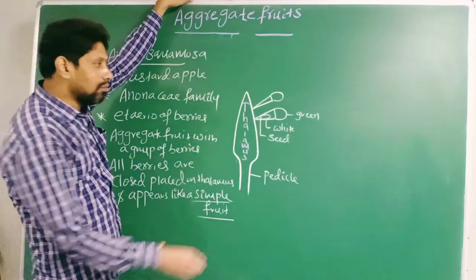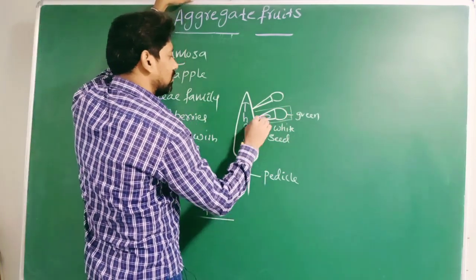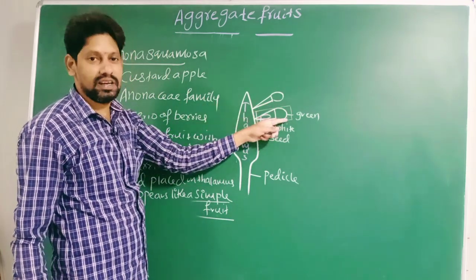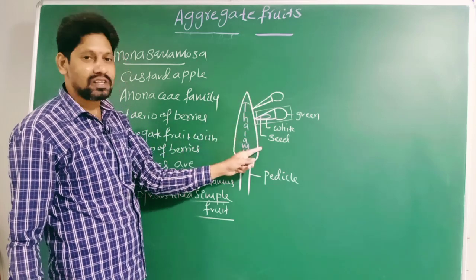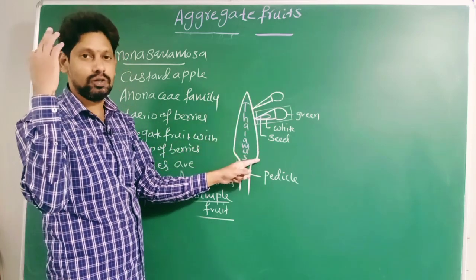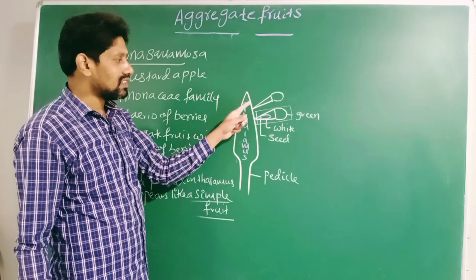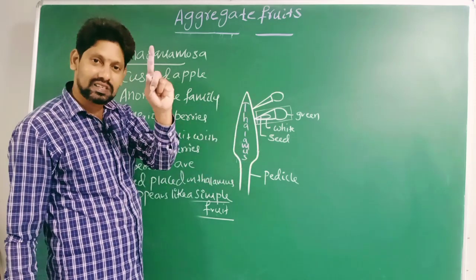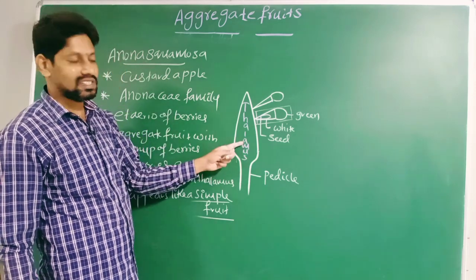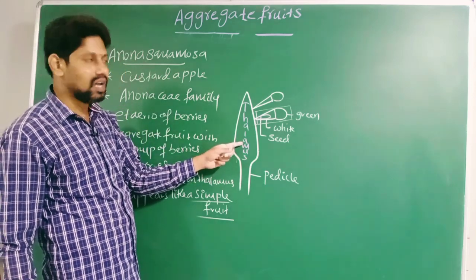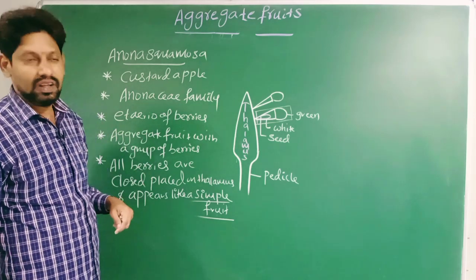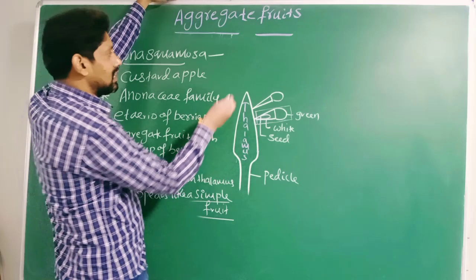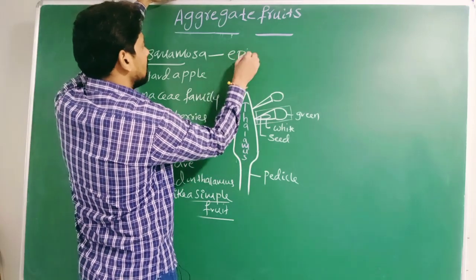I am saying this one as a berry. Like this, how many berries are present on the thalamus? Many berries, a group of berries. All these berries are closely placed on the thalamus and the total fruit appears like a simple fruit. But is it a simple fruit in Anona squamosa? No, it's an aggregate fruit. In Anona squamosa, what are we eating?